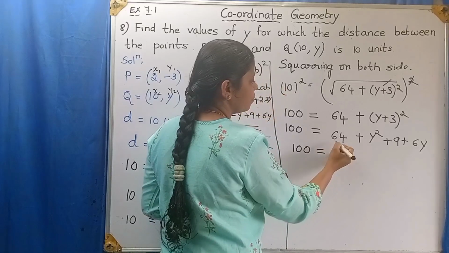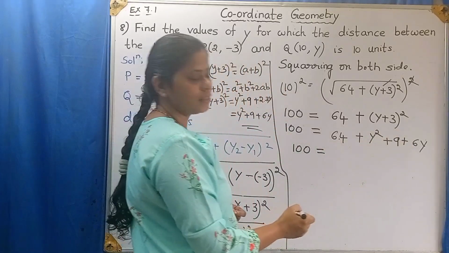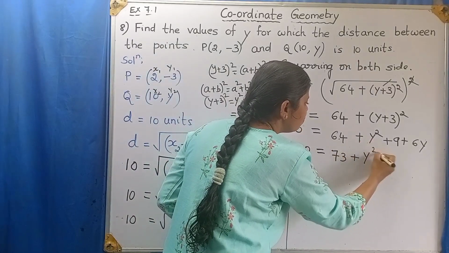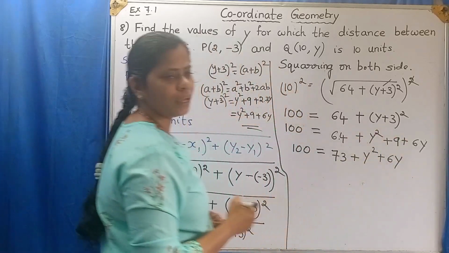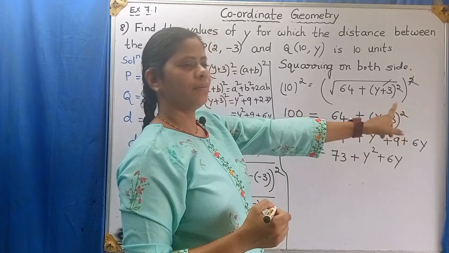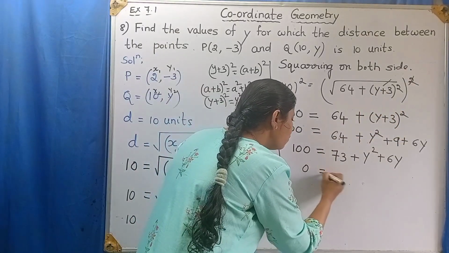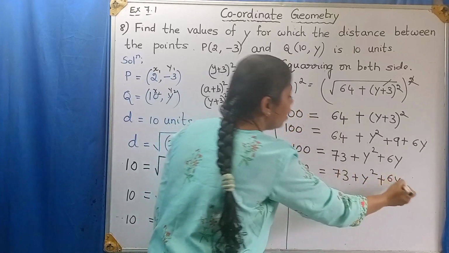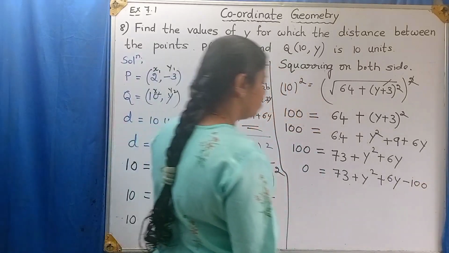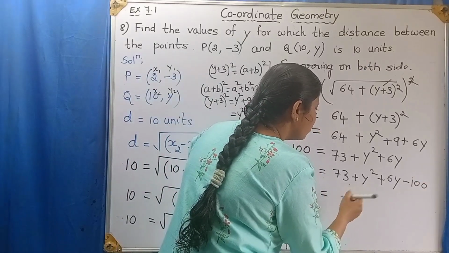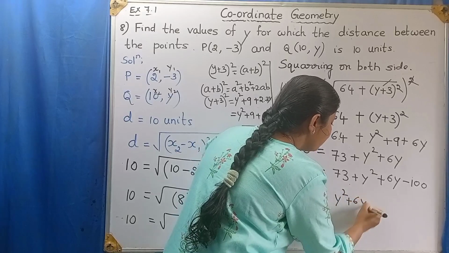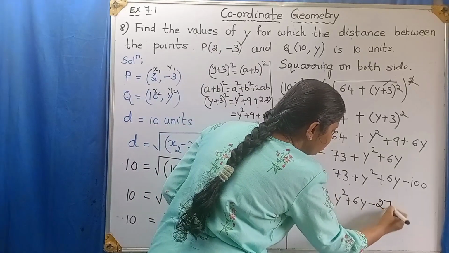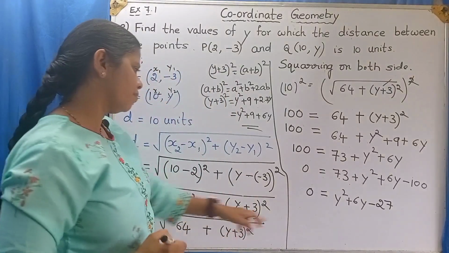100 is equal to 64 plus 9, which is 73, plus y square plus 6y. Let us bring this 100 to this side. Then here it will become 0. 73 plus y square plus 6y minus 100. Then y square plus 6y minus 100 plus 73 is minus 27, is equal to 0.